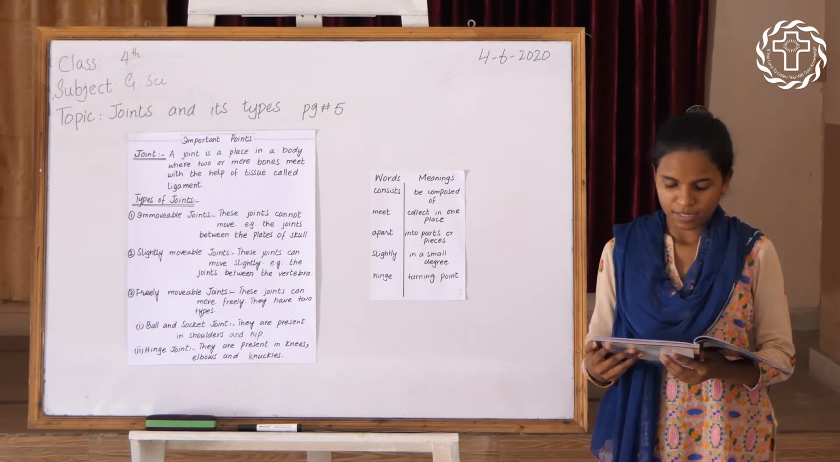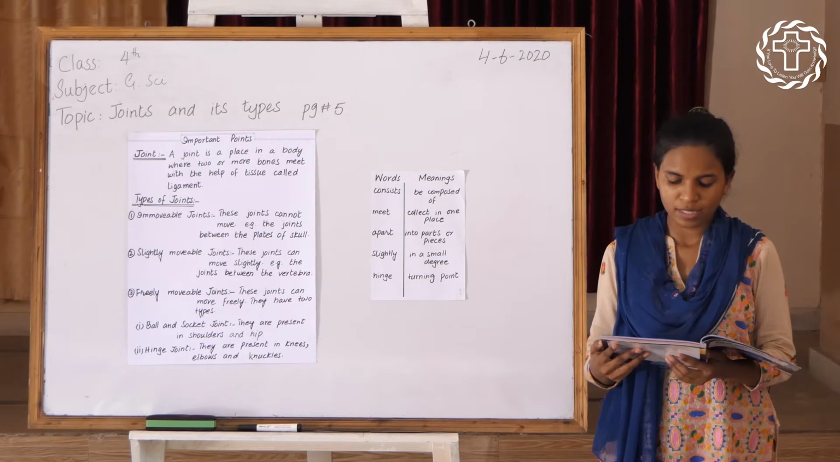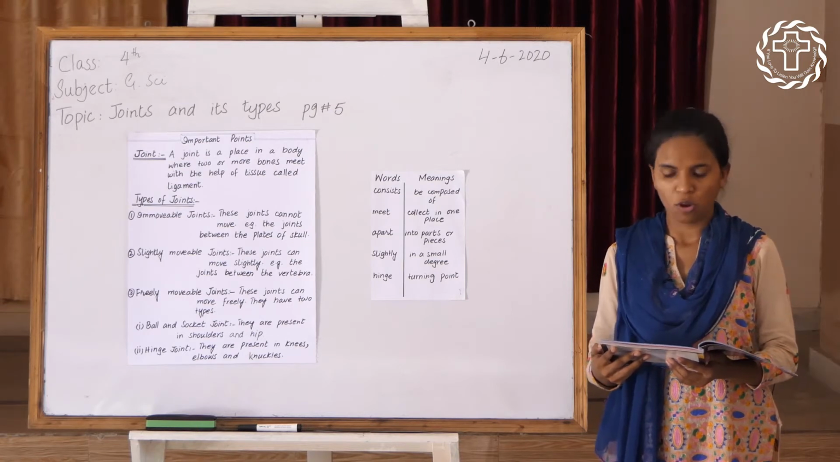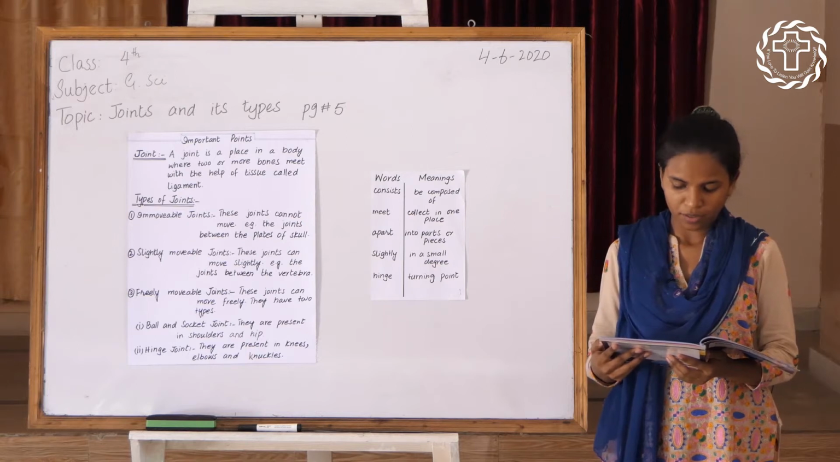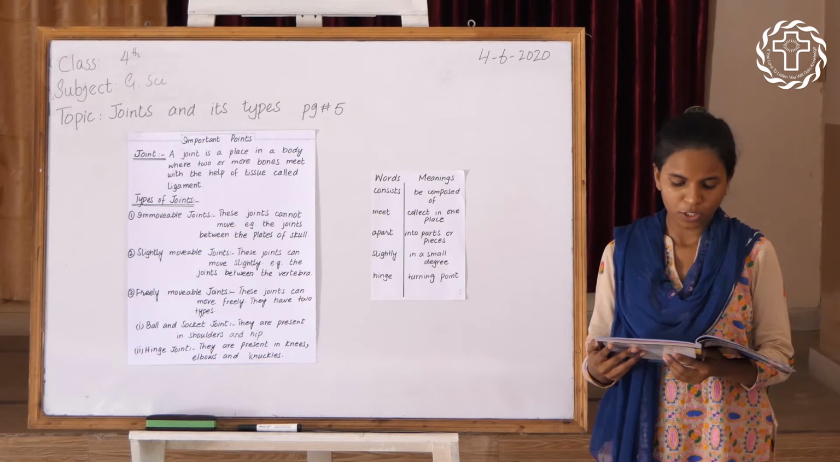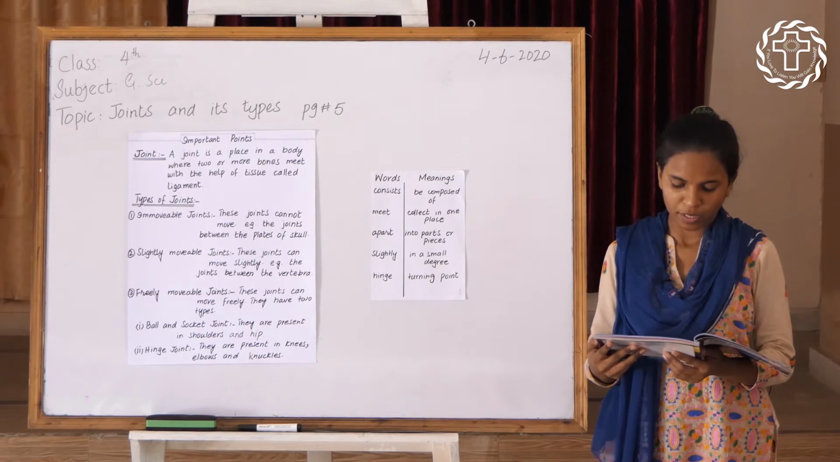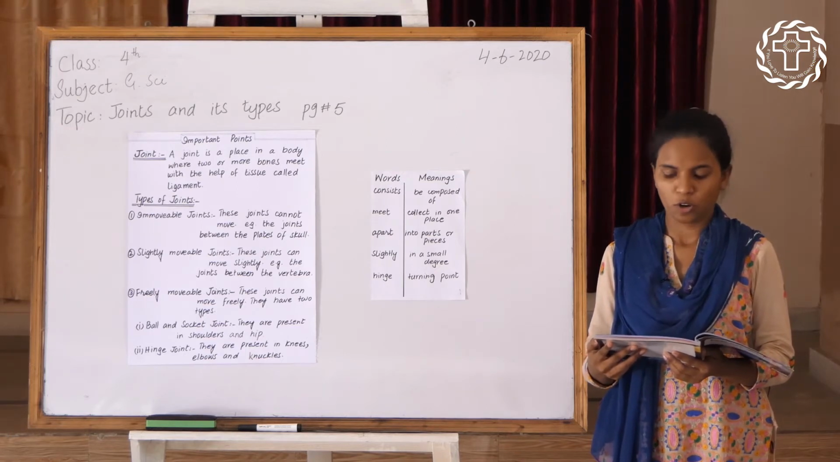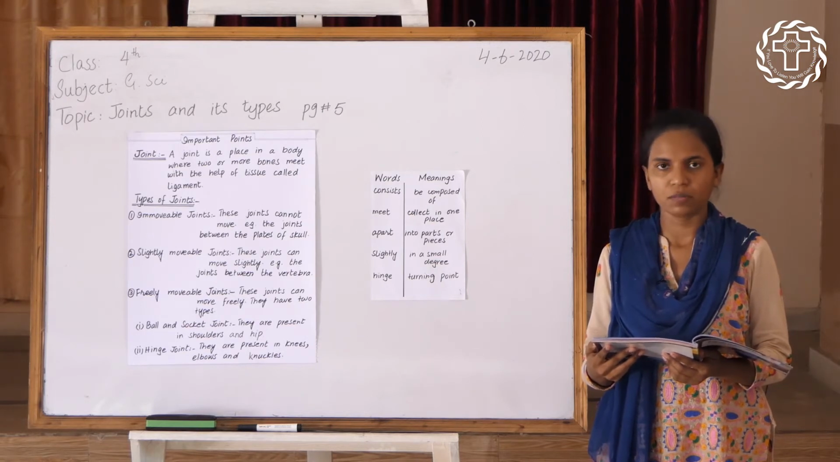The skeletal system consists of bones and joints. Consists means composed of. A joint is a place in a body where two or more bones meet with the help of tissue called ligament. The ligaments join the two bones at the joint and stop it from falling apart. Apart means into parts or pieces.